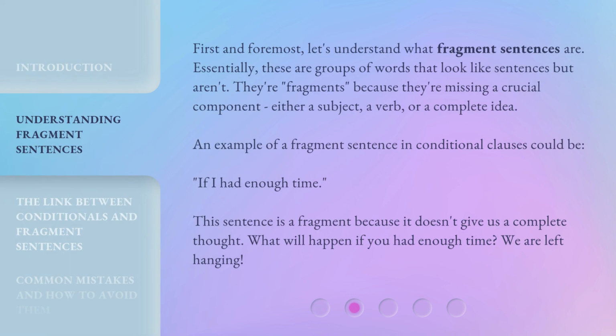First and foremost, let's understand what fragment sentences are. Essentially, these are groups of words that look like sentences but aren't. They're fragments because they're missing a crucial component, either a subject, a verb, or a complete idea. An example of a fragment sentence in conditional clauses could be, "If I had enough time." This sentence is a fragment because it doesn't give us a complete thought. What will happen if you had enough time? We are left hanging.